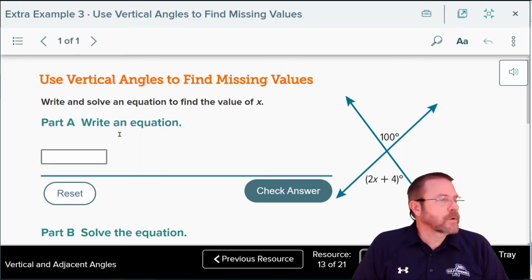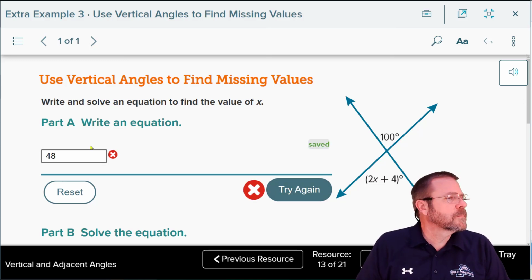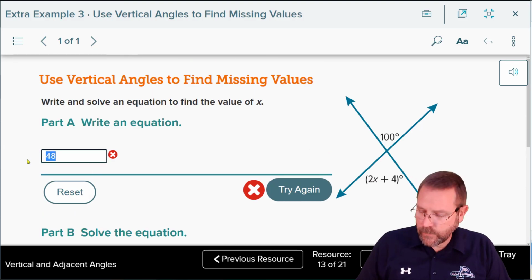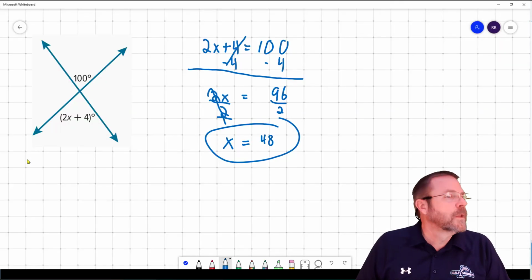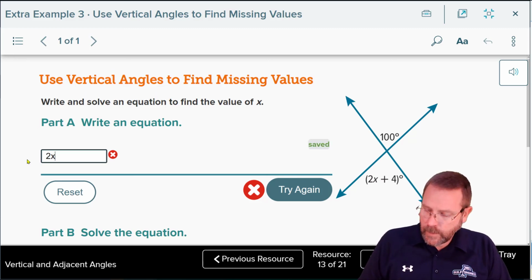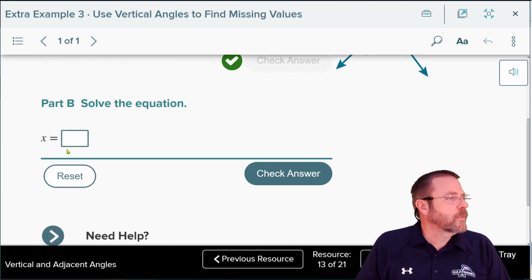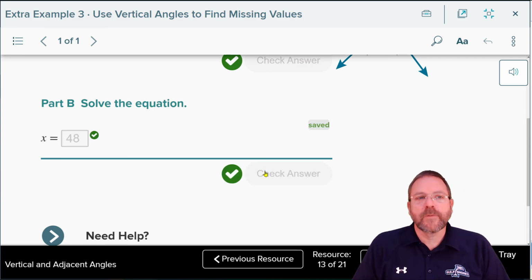Jump back over to our textbook, type in our 48, check our answer. Oh, hold on, we got more things going on here. Let's write an equation first. Our equation was going to be 2x plus 4 equals 100. Check that. And now when we do that, we had x is equal to 48. That's going to be our final answer.